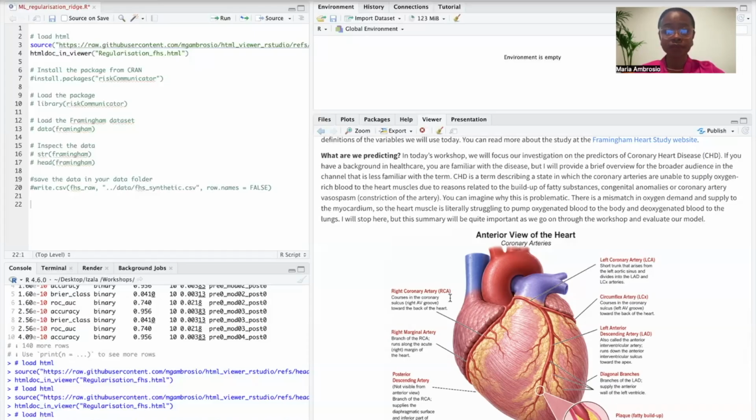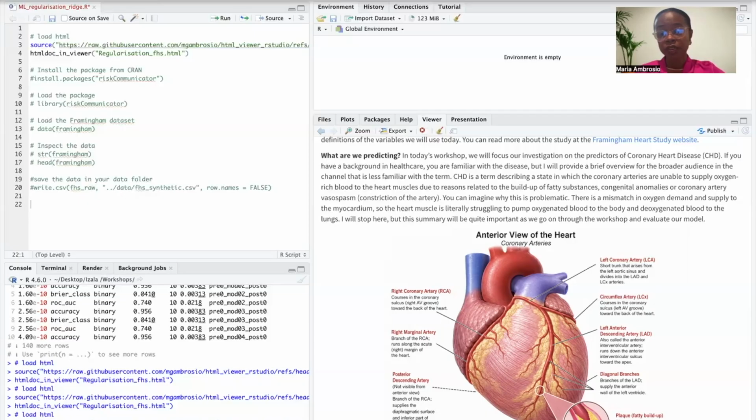So, CHD, or coronary heart disease, is a term describing a state in which the coronary arteries are unable to supply oxygen-rich blood to the heart muscles, which is the myocardium, because there is some buildup of fatty substances or there is some sort of coronary artery vasospasm. So the arteries are kind of constricted. It's like if you have a pipe that is obstructed and it cannot allow the fluid, and in this case, the blood, to flow freely.